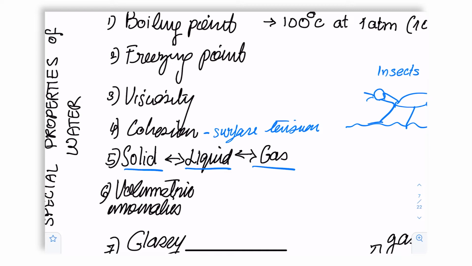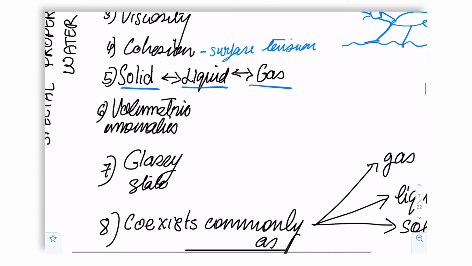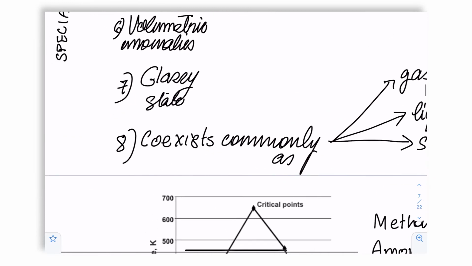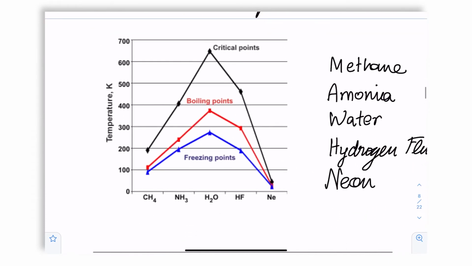Think about ethanol, which is what is in the drinks that some people drink, or think about petrol, or what other fluid do you want to think about? Ammonia, the gas, or oxygen. Does it exist as a solid, liquid, and vapor at the same time? I mean, you don't find this, right? And there are interesting volumetric anomalies. There is a glassy state, and this coexistence makes water an unusual fluid.